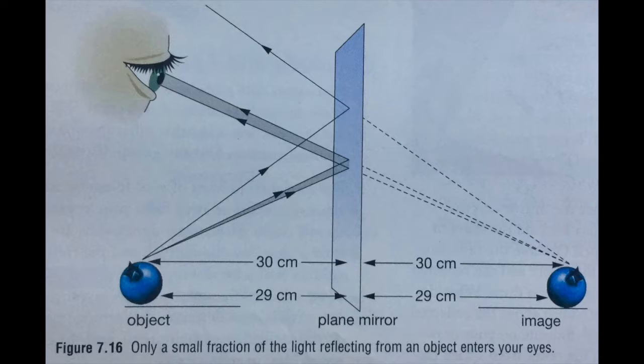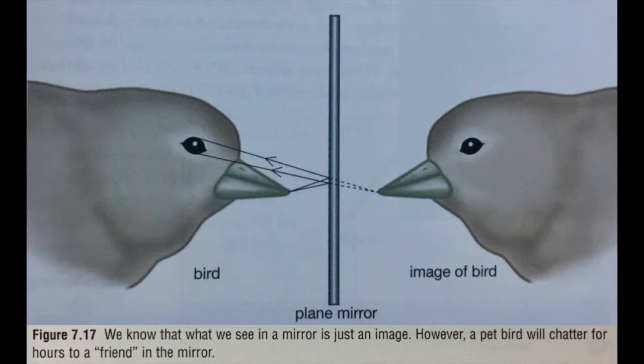7.16. Only a small fraction of light reflecting from an object enters your eyes. Mirrors can trick your brain. Light is reflected off an object toward the mirror, which reflects the light back to you. The object appears to be located at the point from which the light seems to come, a position behind the mirror's surface. The image appears to be the same size and shape as the real object, and it seems to be the same distance behind the mirror's surface as the real object is in front. See figures 7.16 and 7.17.